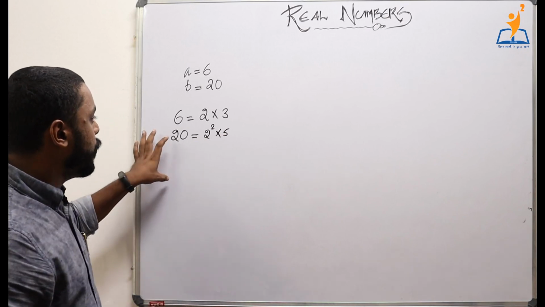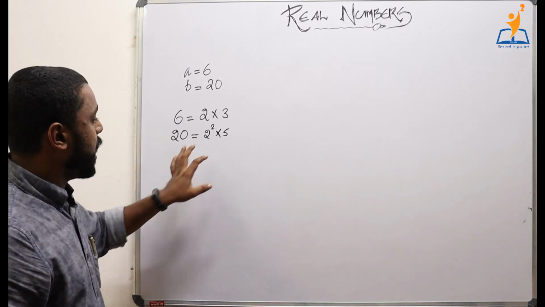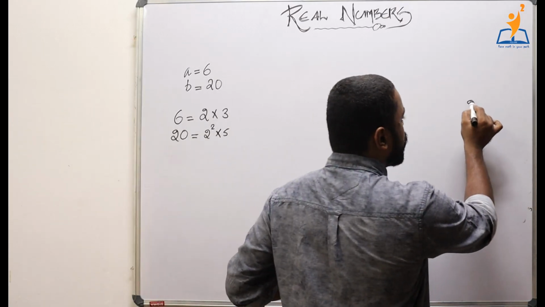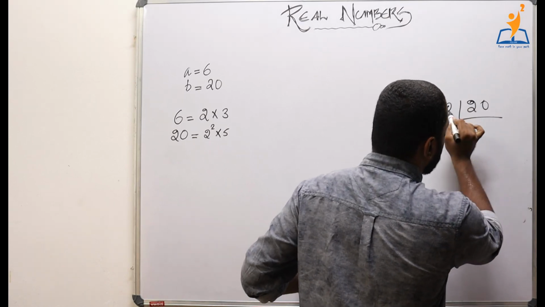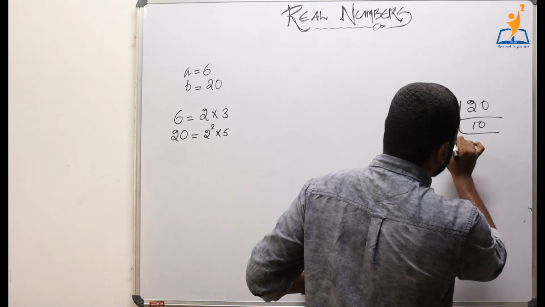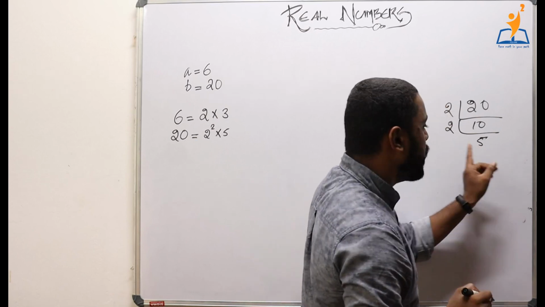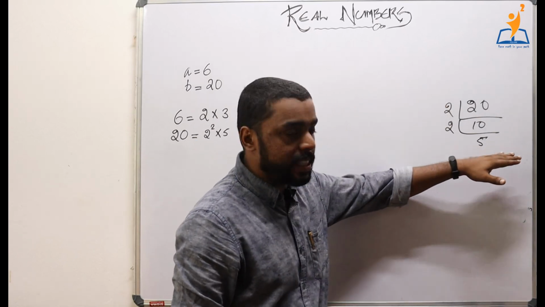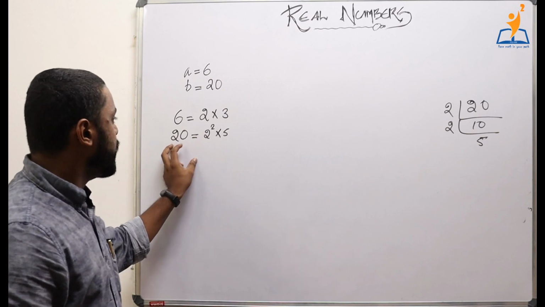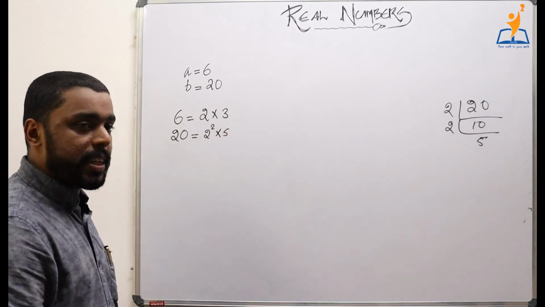If you find any difficulty in expressing a number like this, just go for division. 20 can be divided by 2 to give 10. Again it can be divided by 2 to give 5. Since 5 is a prime number, we stop our division at this step and we get 20 is equal to 2 square into 5. Is it clear?